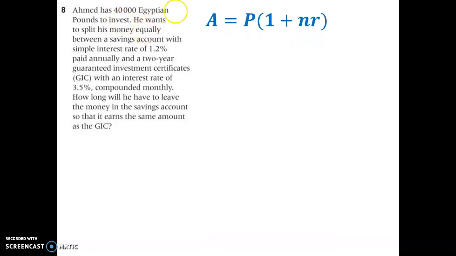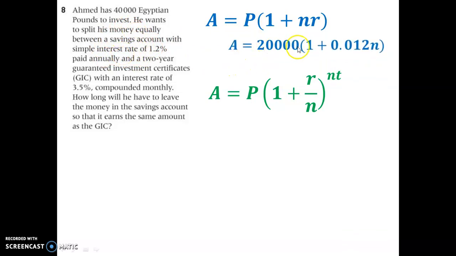The first account is a simple interest account. So we're going to use the simple interest formula to figure out how much money he's making in this first one. All right, so he puts in 20,000, which is half that money. And then for simple interest, you do 1 plus the rate, and then n is the number of years here. And does it say how many years? It doesn't. So we're going to leave that as that.